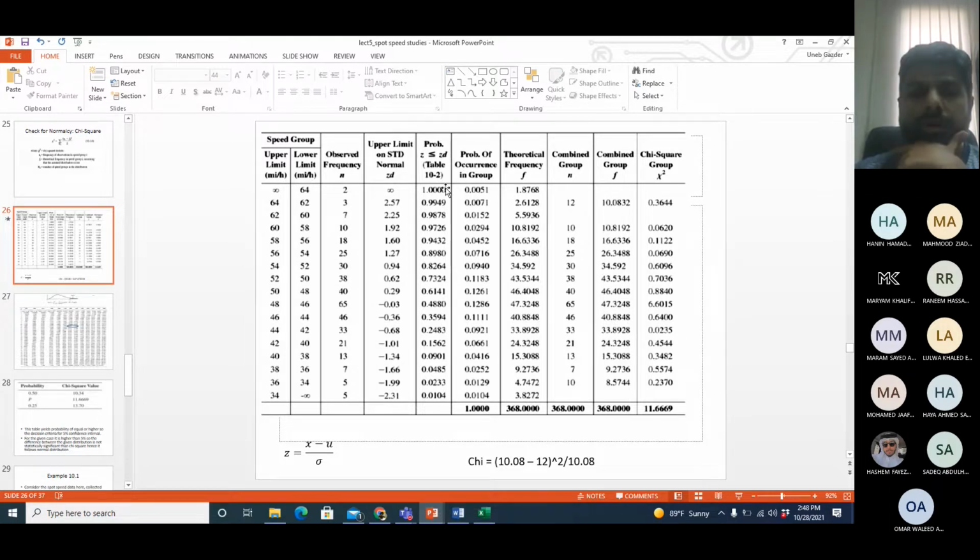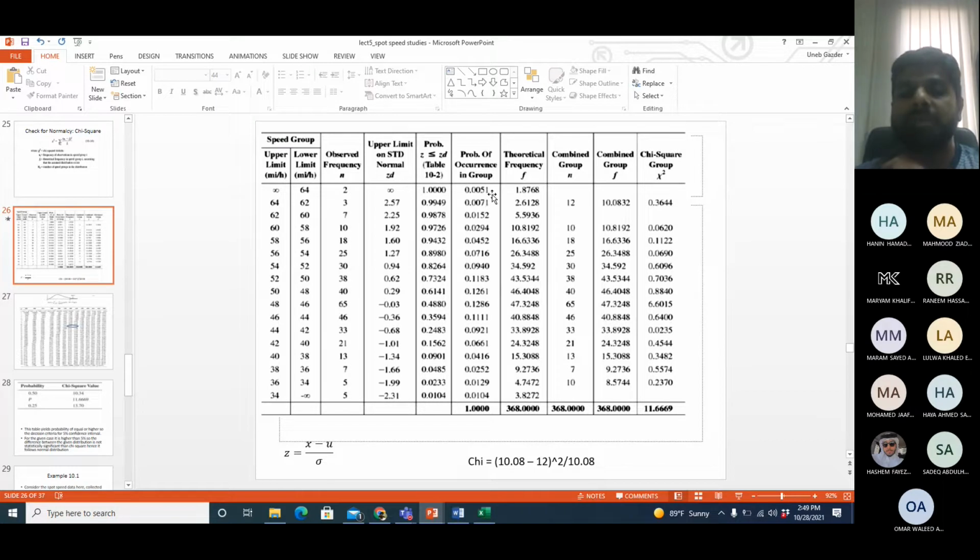Okay, so for each z value, find out the probability from the table. These are cumulative probabilities. Using them, I will calculate the probability for each group. So how to find out the probability of each group from the cumulative? You do the subtraction, take the difference. So 1 minus 0.9949 will give you the probability of the first group. Then 0.9949 minus 0.9878 will give you 0.0071, the probability of the second group. So for each group, you will take the difference of the cumulative values for the two groups. Okay, these are the probabilities for each group then.